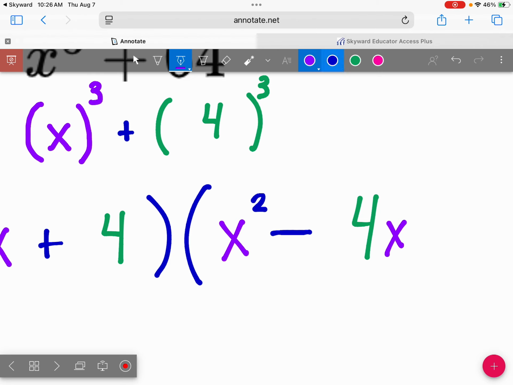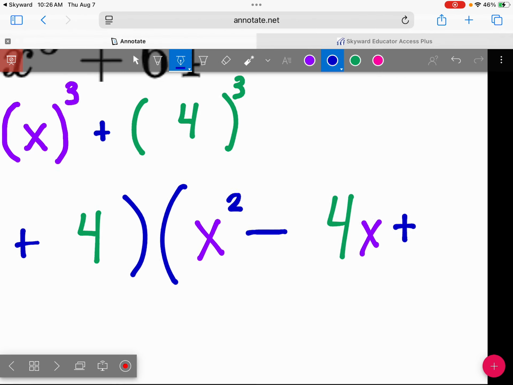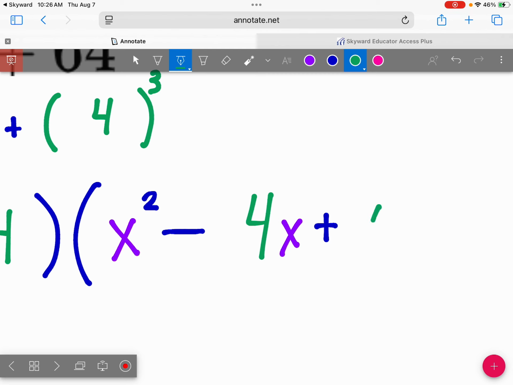And then our last piece, we have our plus, and then we need our b, or our second piece, squared. What is 4 squared? 16. If you want to write it like this first and then simplify, totally valid. Or you can go, wait, I know 4 squared. That is 16.